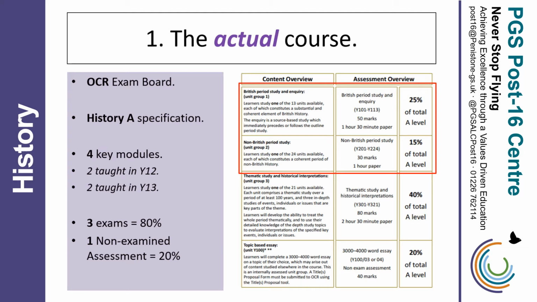The first 2 are completed in Year 12, the British Period Study and the Non-British Period Study. The remaining 2 are covered in Year 13, a big thematic study worth 40% of the overall A-level and the topic-based essay or the NEA, which is worth 20% overall.